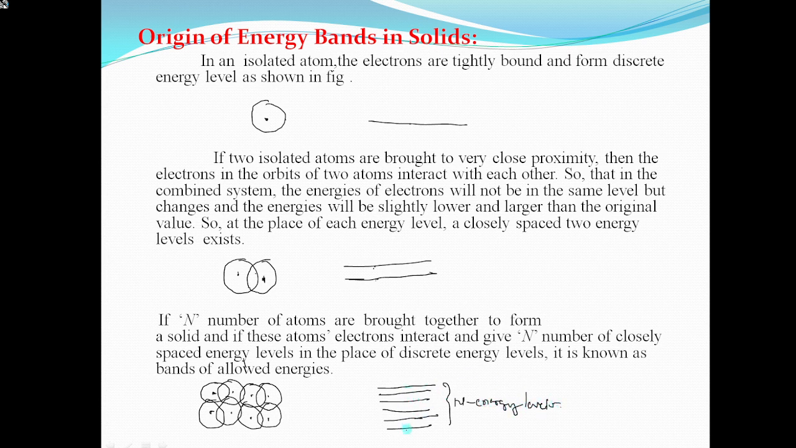The width of these energy levels, the width of this band, depends on the extent of overlapping. If the atoms are close to each other, the width of this band decreases because the energy levels get closer. If atoms are separated, these energy levels also get separated. When these energy levels are close to each other, they look like they form a band.